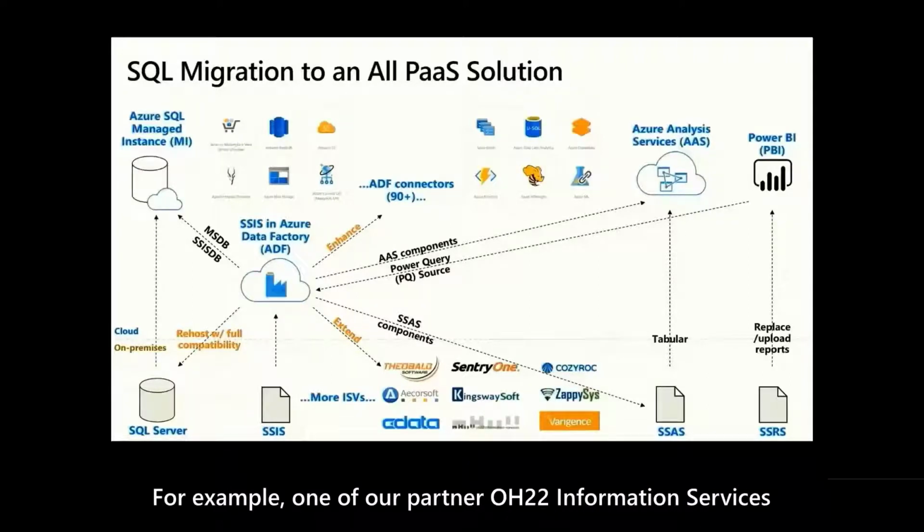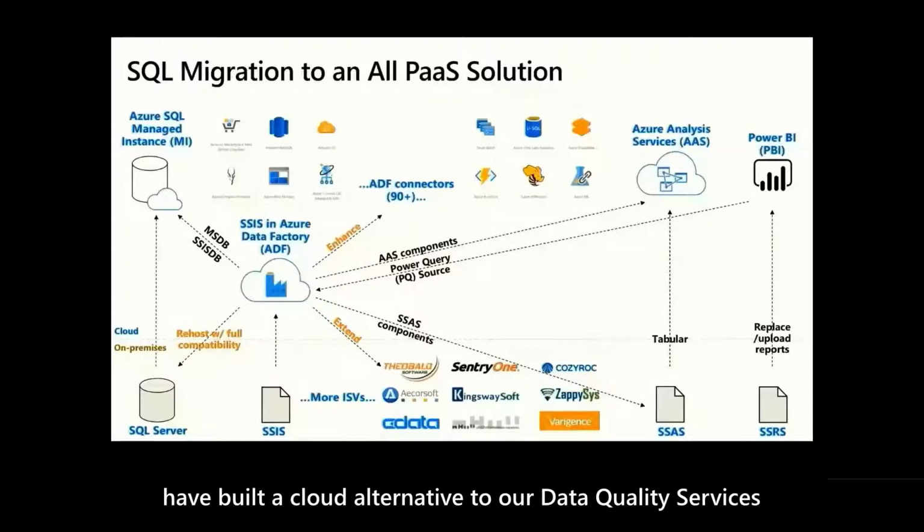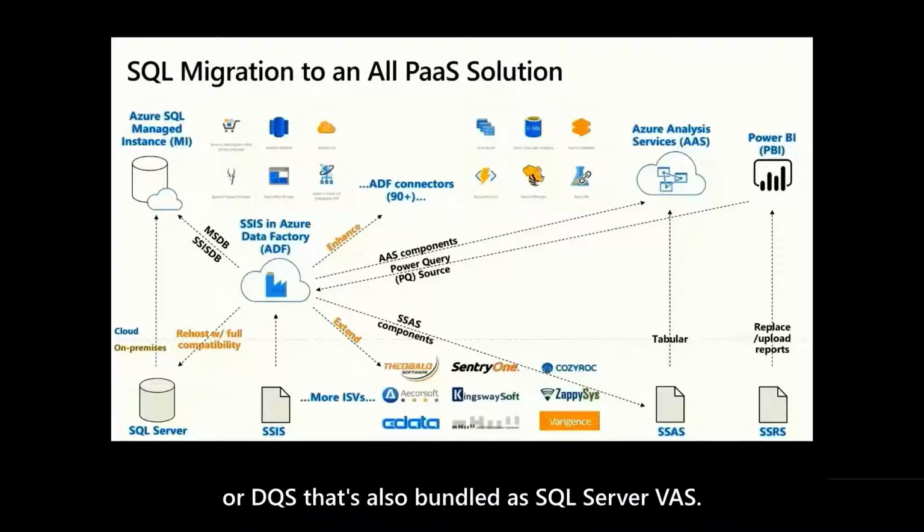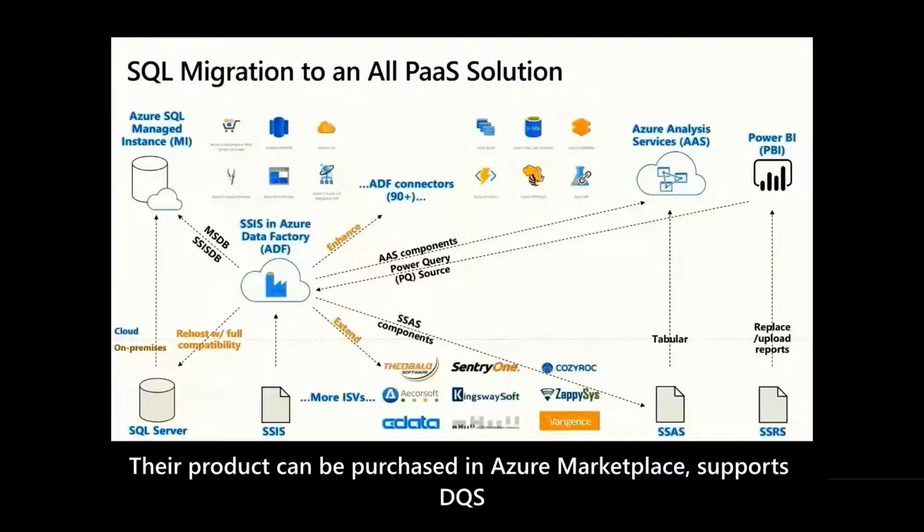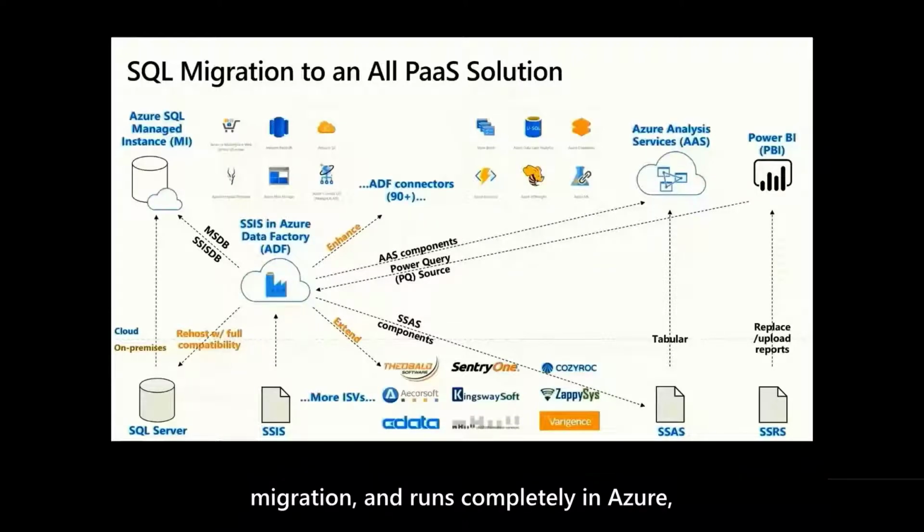For example, one of our partners, OH22 Information Services, has built a cloud alternative to DQS, or Data Quality Services, that's also bundled as a SQL Server VAS. Their product can be purchased in Azure Marketplace, supports DQS migration, and runs completely in Azure, orchestrated by SSIS in ADF.